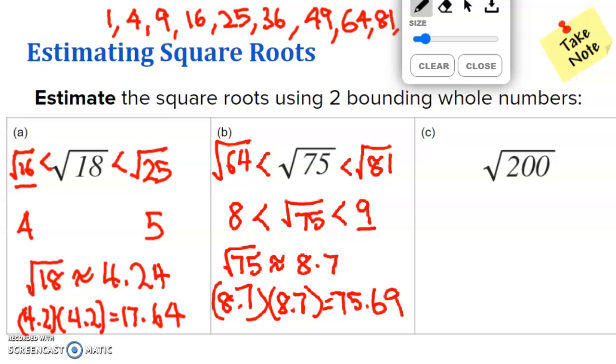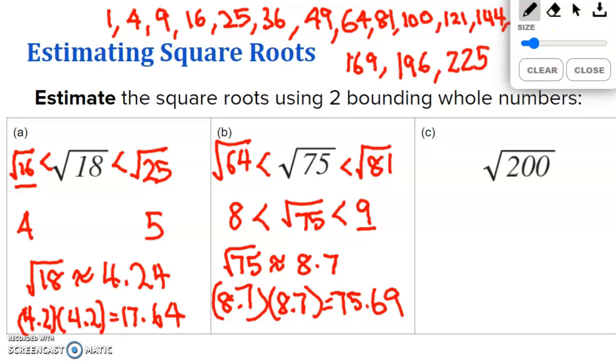Okay, because 75.69, that's very close. Okay, so what about square root of 200? Well, in order to do that, you need to keep going. Okay, so I've written down more of the perfect squares. Now to find out square root of 200, it's going to be between square root of 196 and square root of 225. So it's going to be closer to 196, where square root of 196 is actually 14. Square root of 225 is 15.